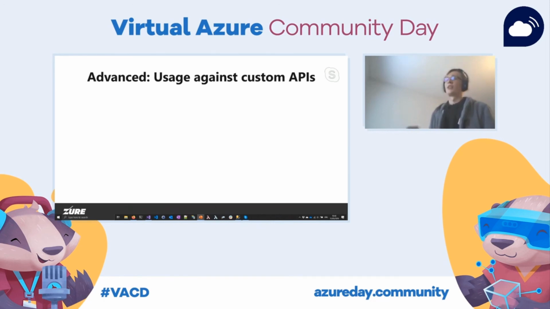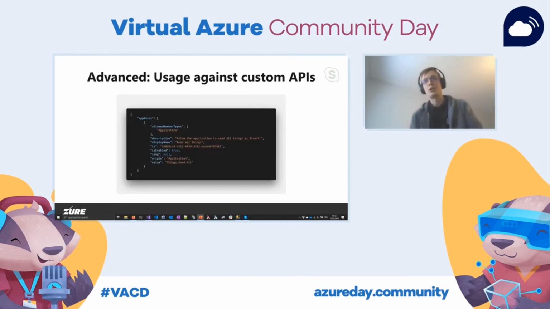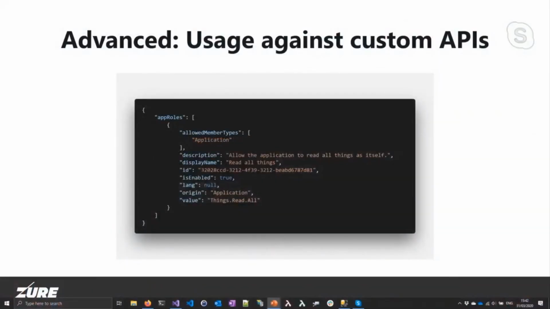And this is actually how one of those application permissions looks like. At the moment, you have to define these through the manifest in Azure AD app registrations. There's no UI for this. So you can do it through the JSON manually, or you can use PowerShell to add these.